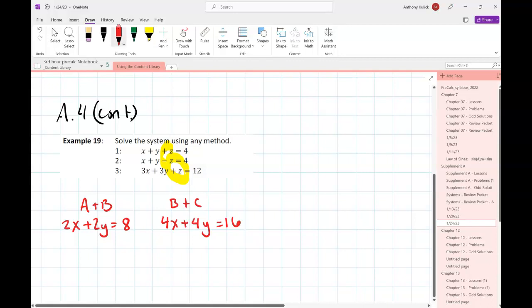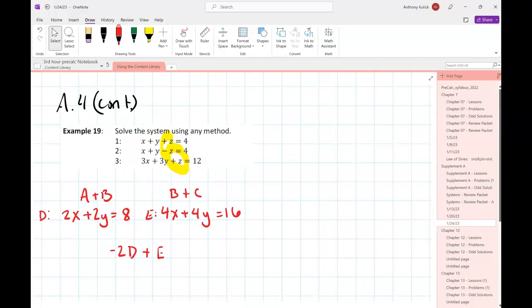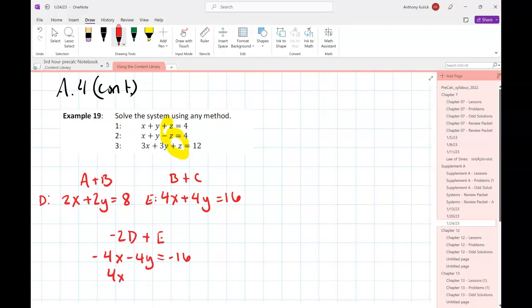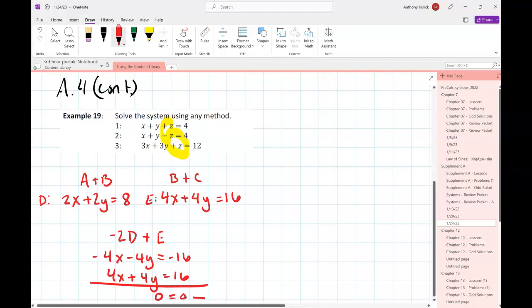And if I look now, if I call these equations D and E, if I do negative 2 times D and add that to E, I get 0 equals 0. Right? Hey, come back. I don't know why that works, but it seems to consistently work.